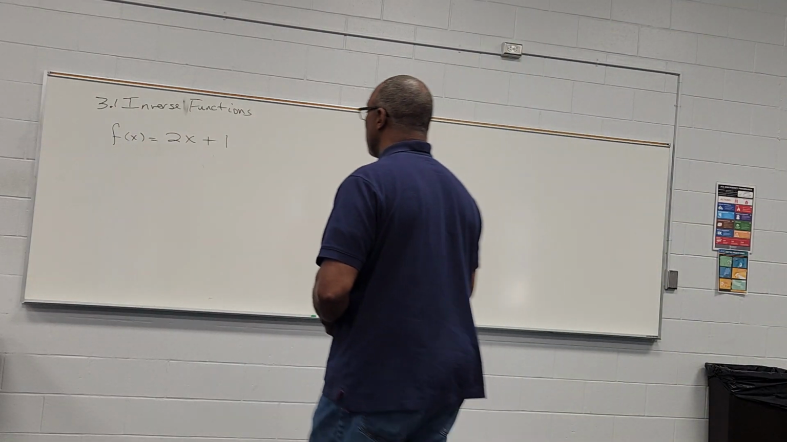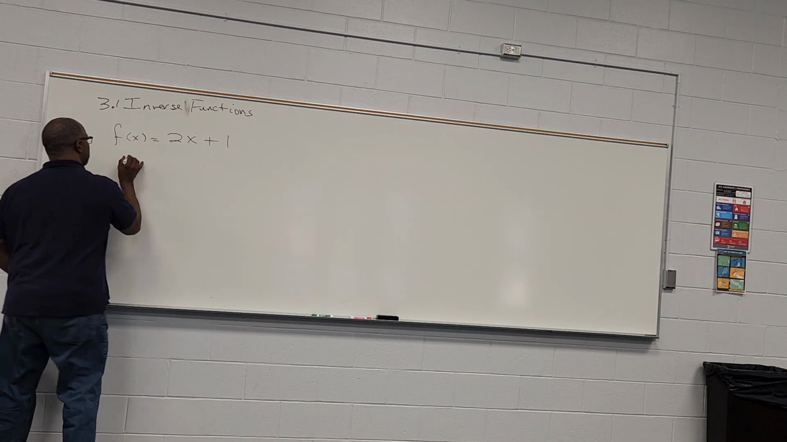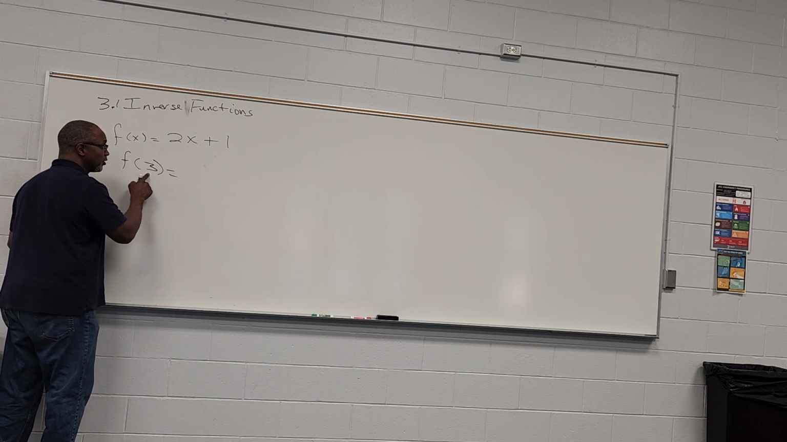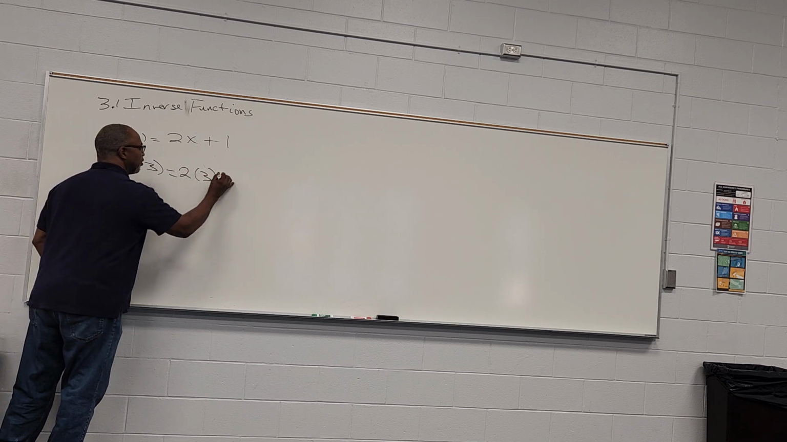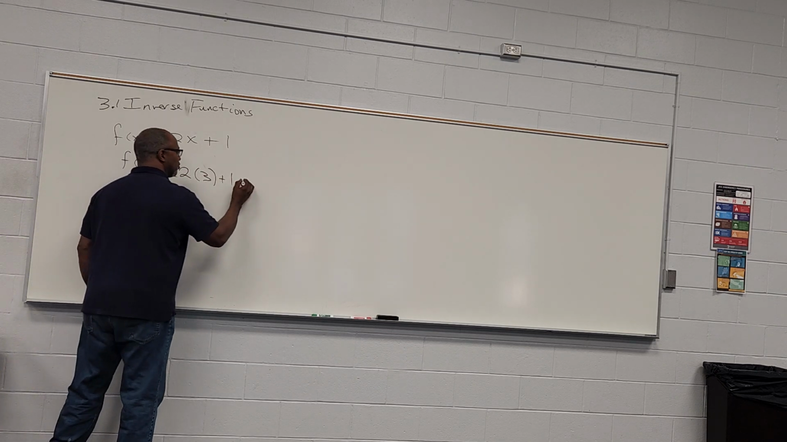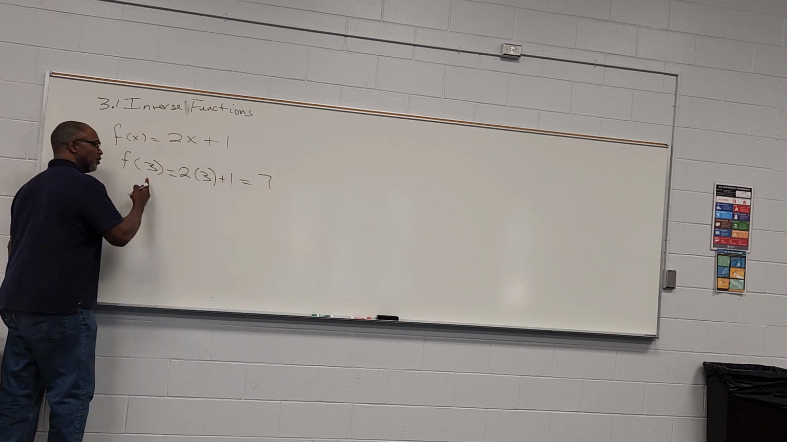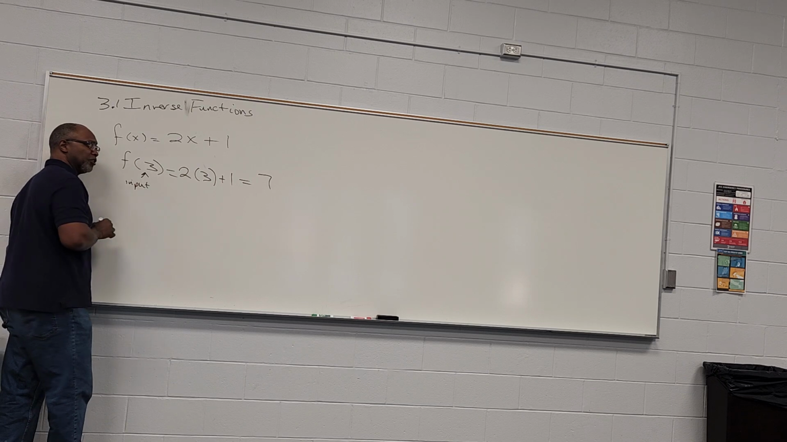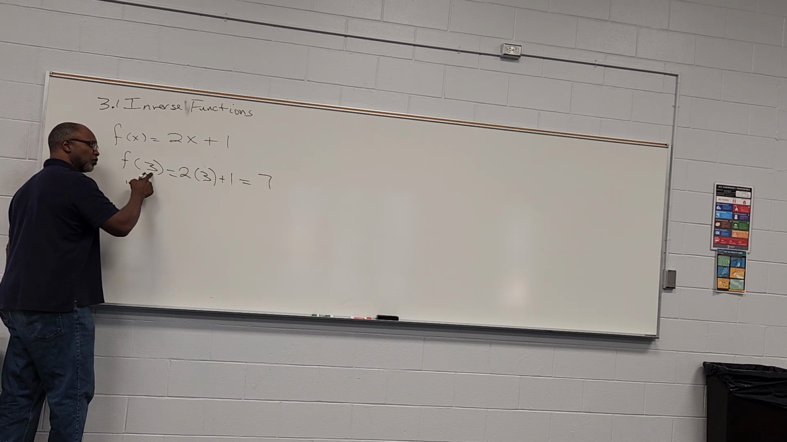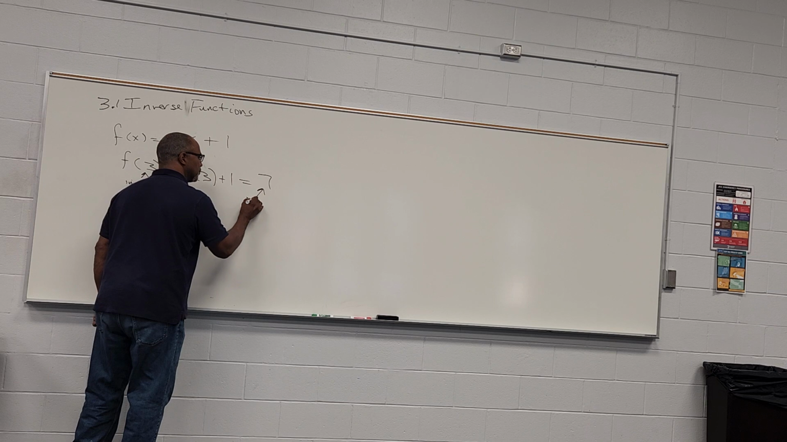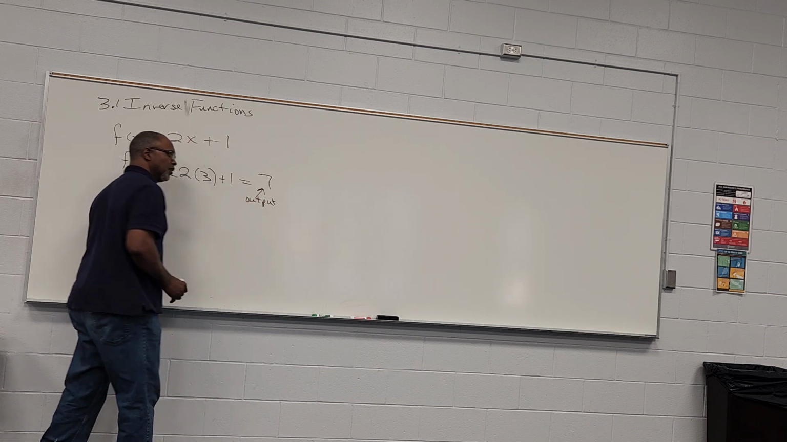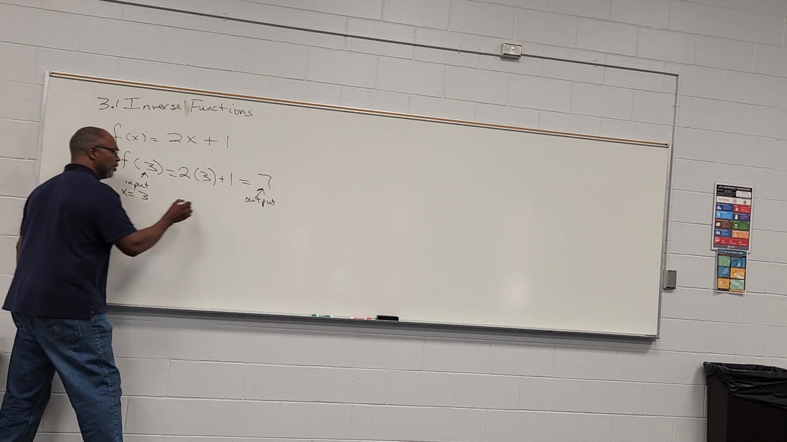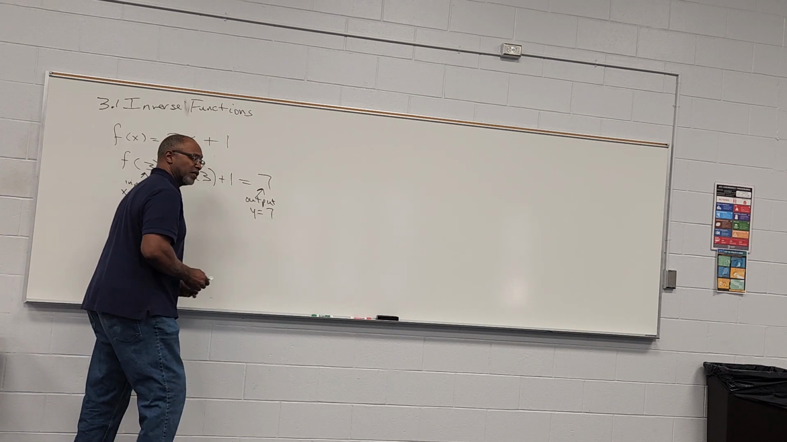Let's do f of 3. When I put x equals 3 as my input into the function, it'll multiply by 2 and then add 1. 2 times 3 is 6, 6 plus 1 is 7. Functions can be thought about as input-output machines. The input is x equals 3, and the output is y equals 7, okay?